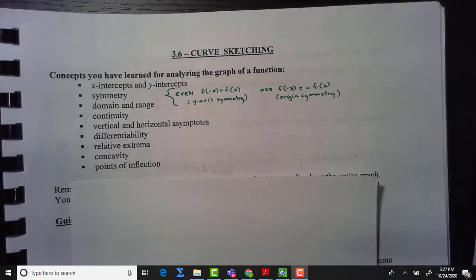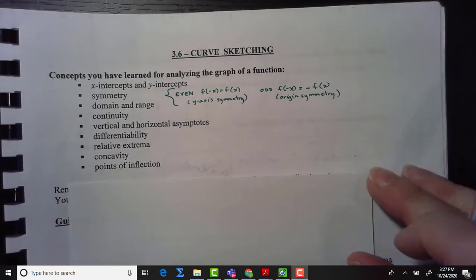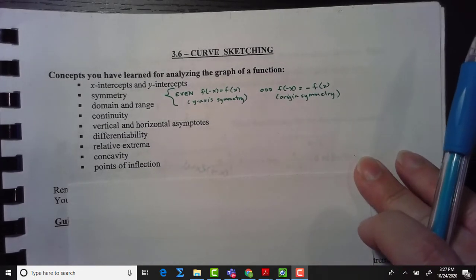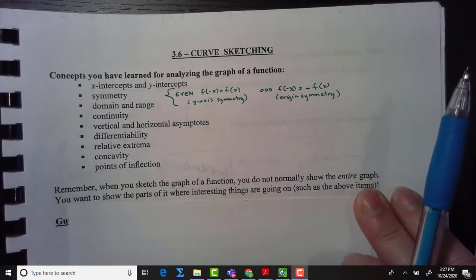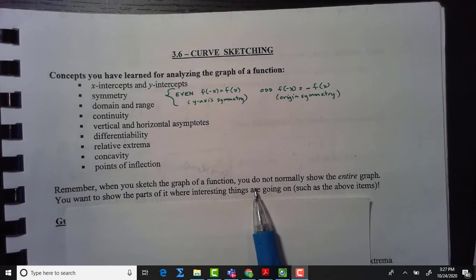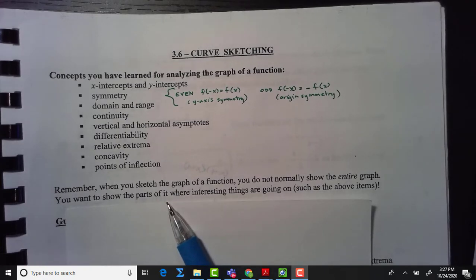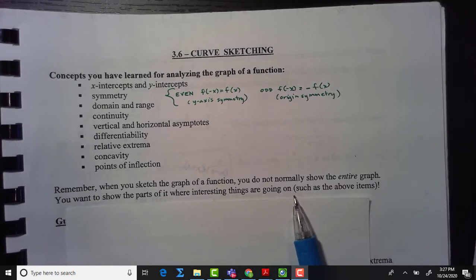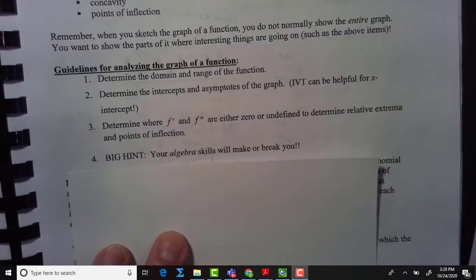All of these things you have learned, and they will help us to sketch a graph that you don't have any idea how that graph looks. Remember, when you sketch the graph of a function, you do not normally show the entire graph. You want to show the parts of it where interesting things are going on, such as the items above.